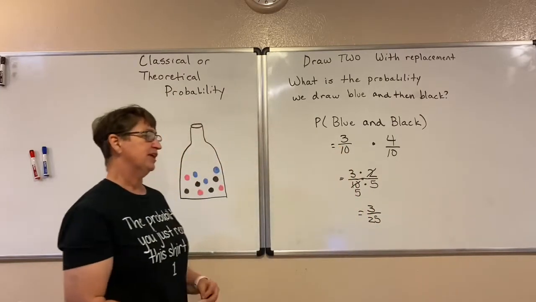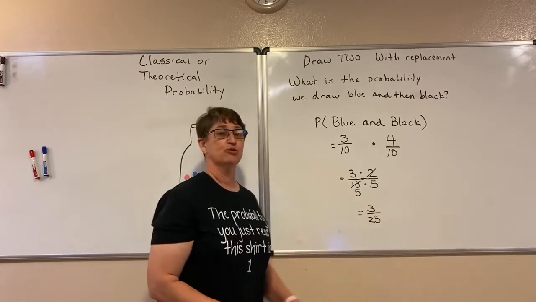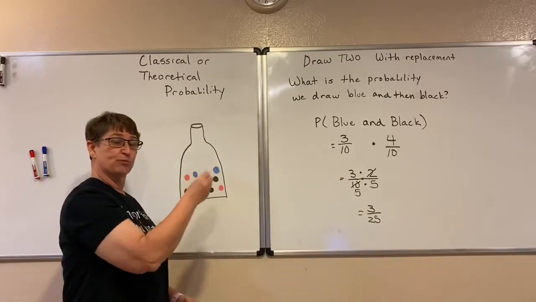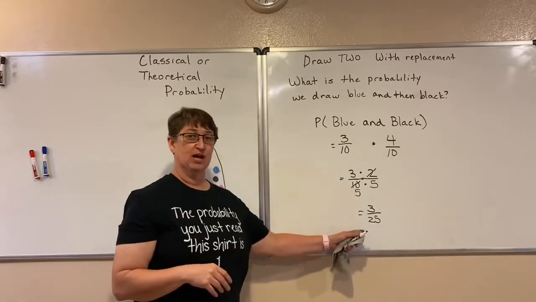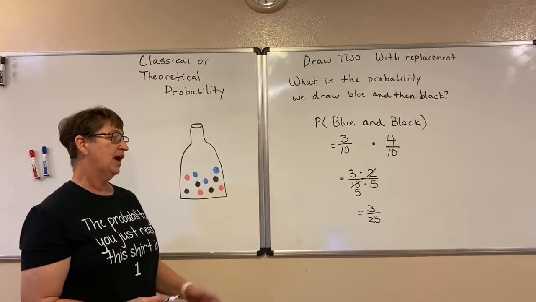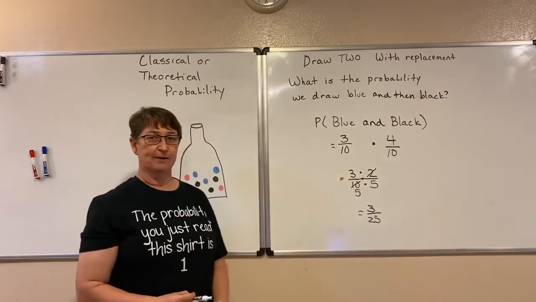The probability that I get a blue and then a black is 3 out of 25 times. So if I were to draw 2 marbles with replacement, 3 of 25 times, if I did that experiment 25 times, 25 trials there, I would expect 3 of the times for me to get a blue and then a black.